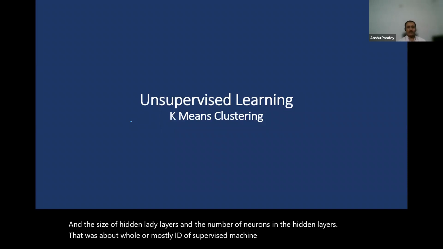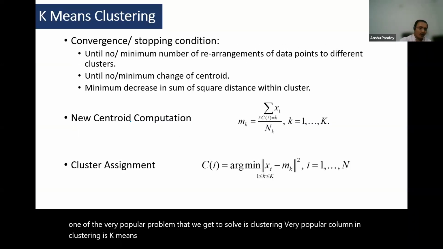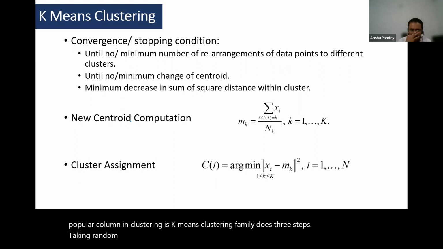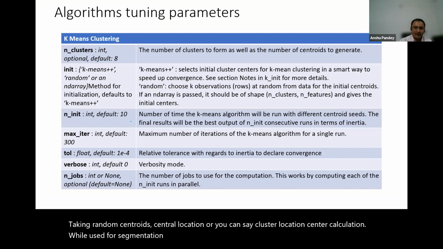Shifting to unsupervised, one of the very popular problems that we get to solve is clustering. A very popular algorithm in clustering is K-means clustering. It primarily does three steps: taking random centroids, center allocation, or you can say cluster allocation, and center calculation. It is widely used for segmentation of customers, segmentation of data, and segmentation of stocks as well.